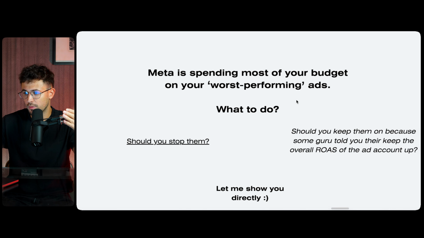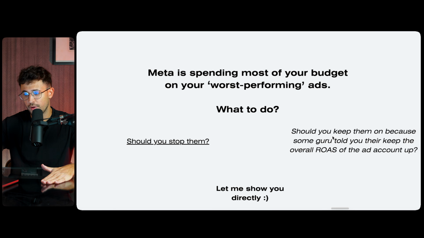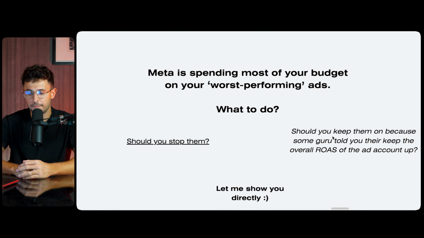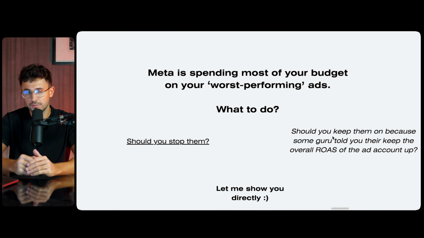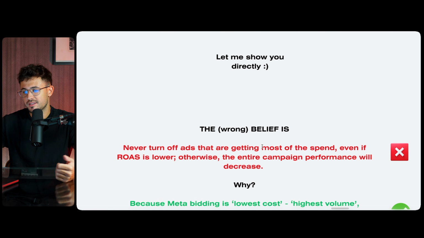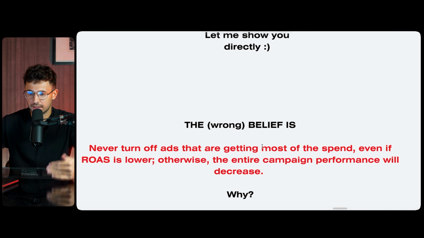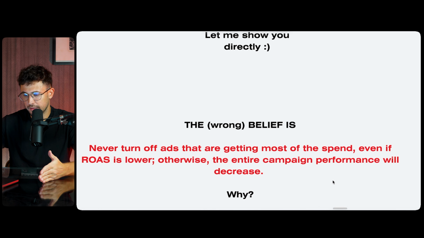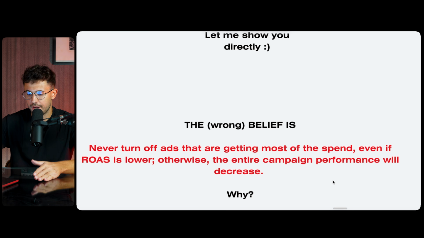studies. Meta is spending most of your budget on your worst performing ads. So what should you do? You should stop them, or you should keep them on because some gurus told you that if you turn them off, the overall ROAS of the account will go down. And so rather than telling you what to do, I'm going to show you directly. Now, this is the actual wrong belief that I see nowadays. A lot of people say never turn off ads that are getting most of the spend, even if ROAS is lower compared to other ads within that single ad set or campaign. Otherwise, the entire campaign performance will decrease.